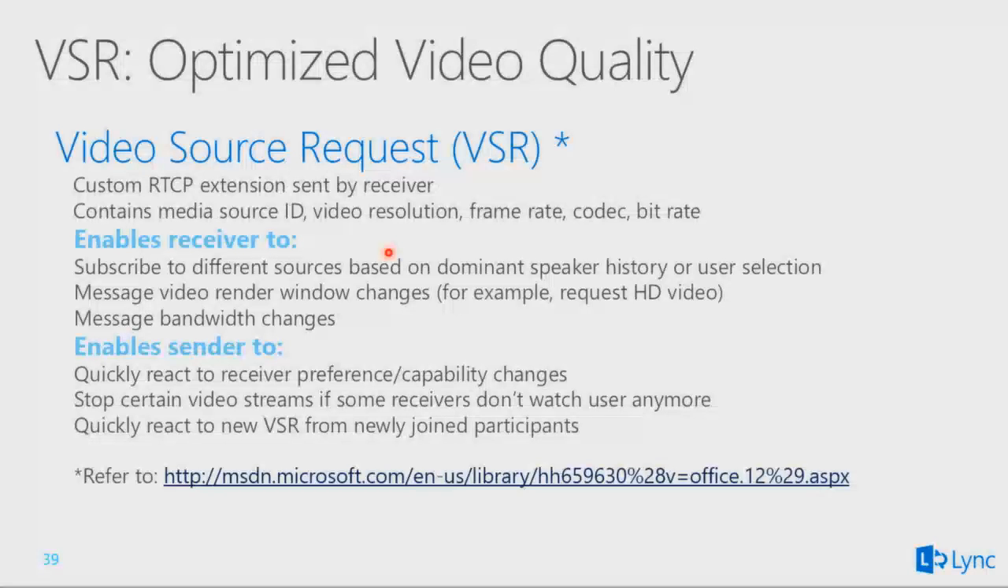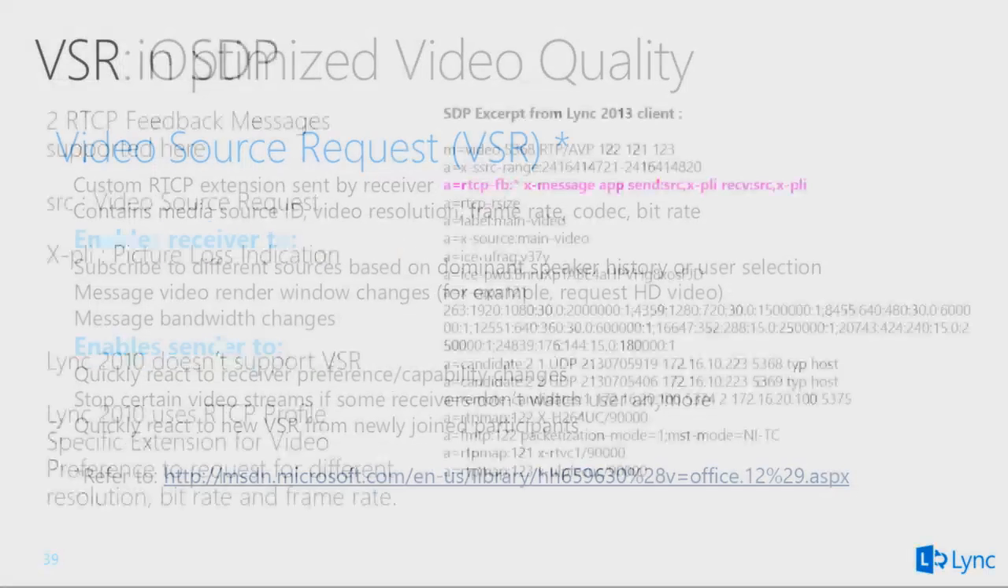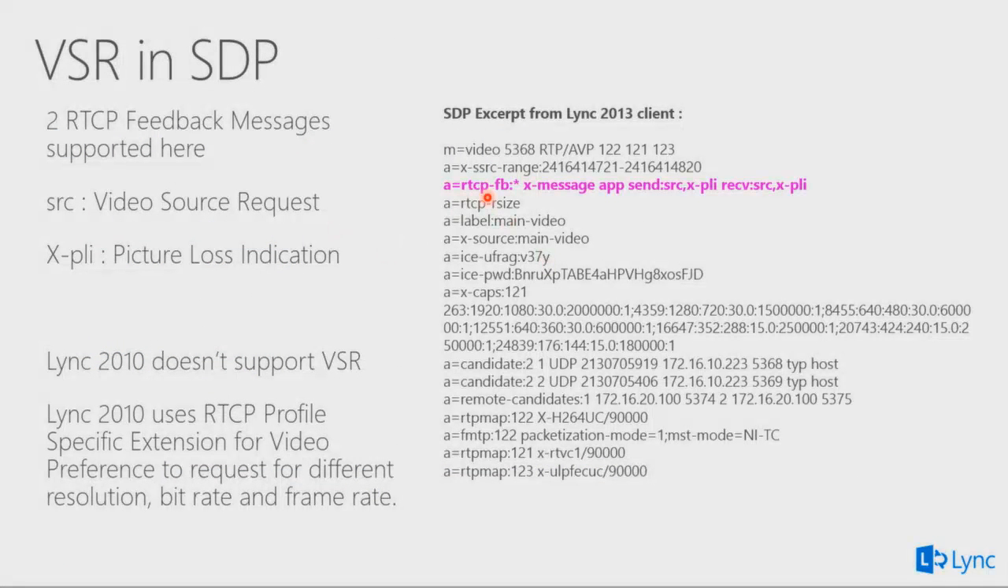Remember in the previous example in the SDP, we have one line that I said I would go over. This is the RTCP FB. FB means feedback. It's a feedback message extension from our implementation. From the send side, it supports the SRC and XPLI. SRC means the video source request, and PLI is the picture loss indication. The picture loss indication is from some standards as well, right?